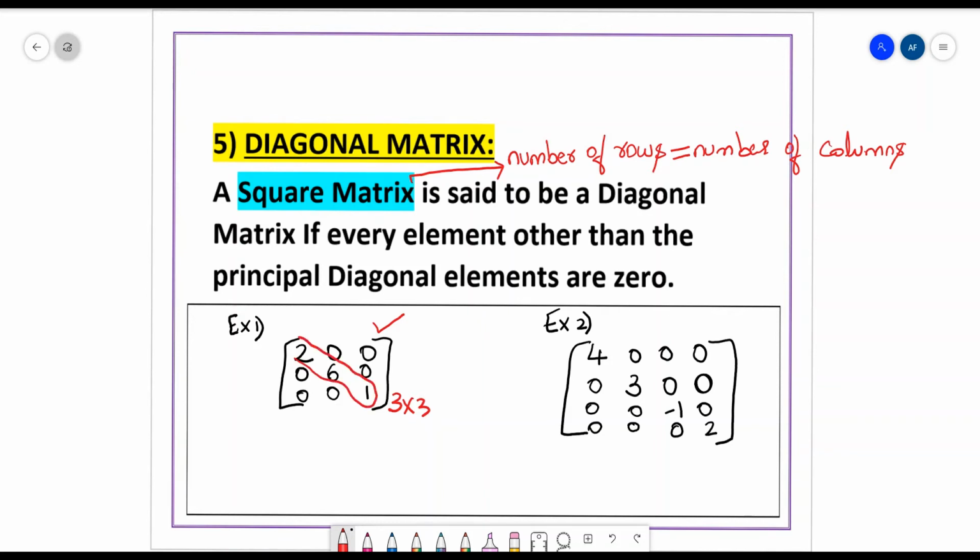Except these principal diagonal elements, all the other elements you can see are 0. So I can say that the matrix A is a diagonal matrix. Similarly, let us see example 2 here.